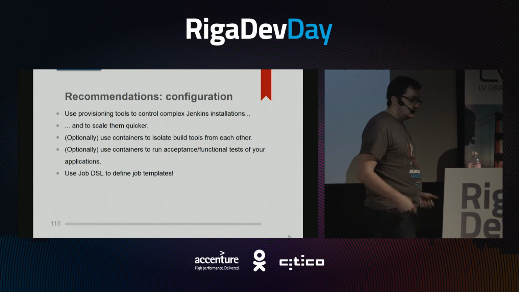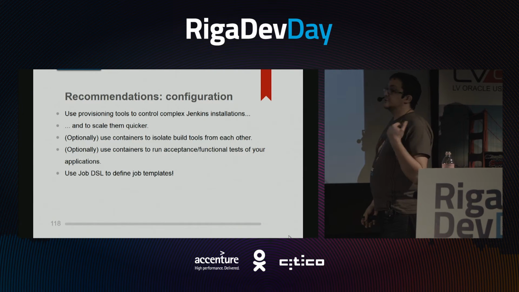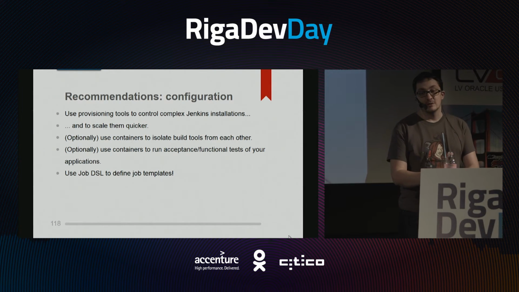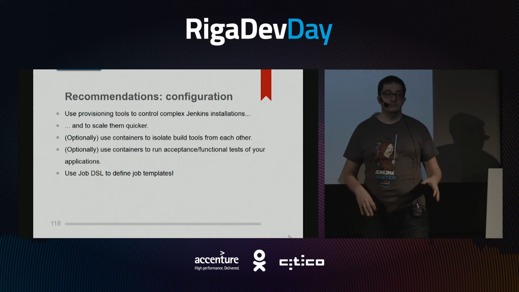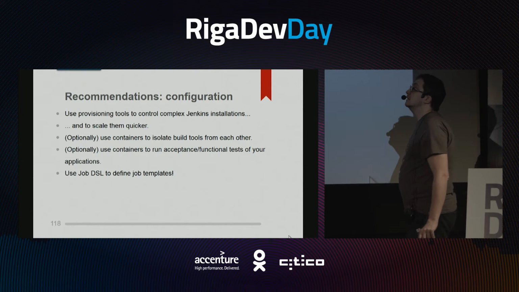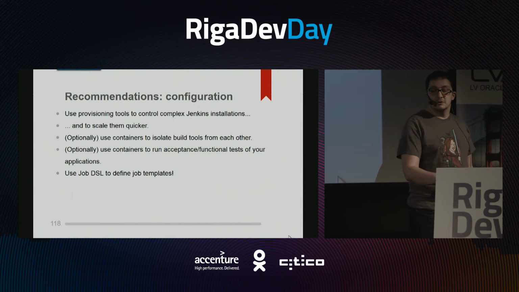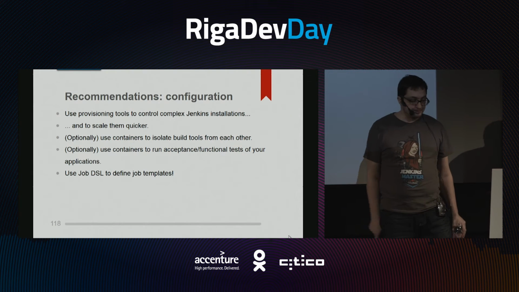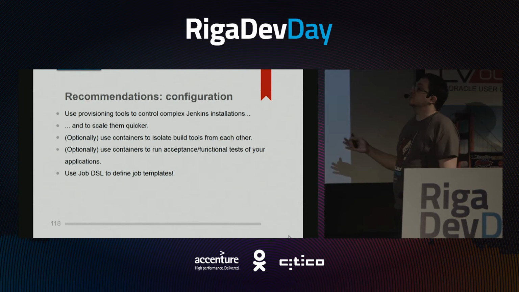Another thing, which I already mentioned, is that for provisioning and controlling complex Jenkins installations, and especially for scaling them quicker, you have to use provisioning tools. And there is a lot of support in there. You can find a lot of modules and blog posts and snippets that you can use to maintain your Jenkins installation. Also, optionally, you can use Docker containers to isolate some of those installations.